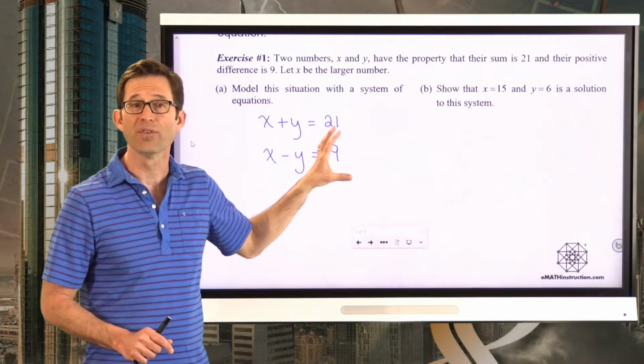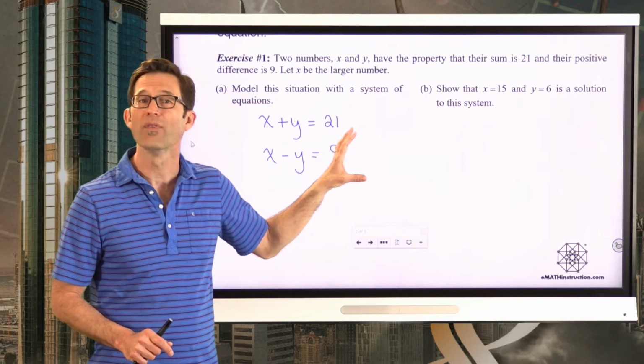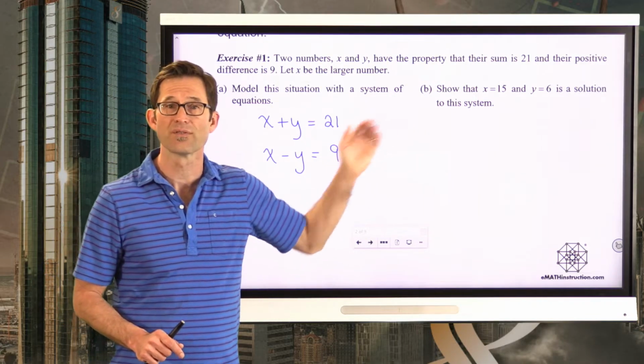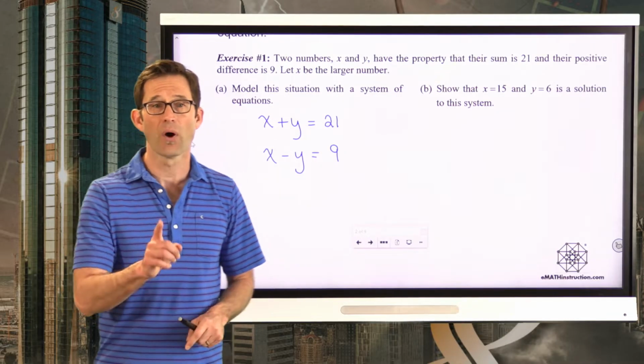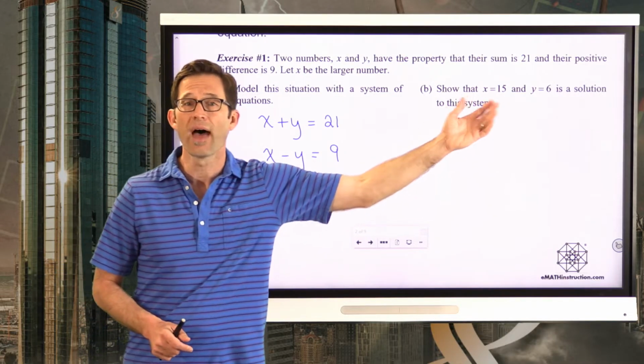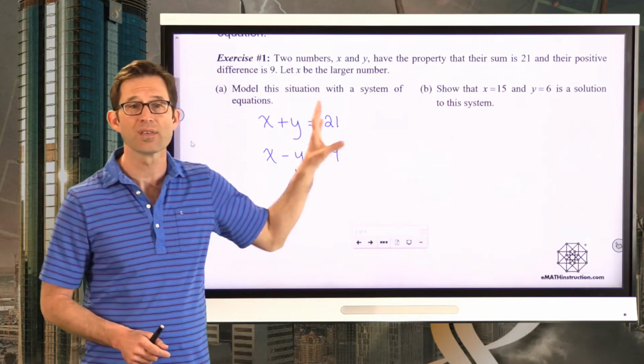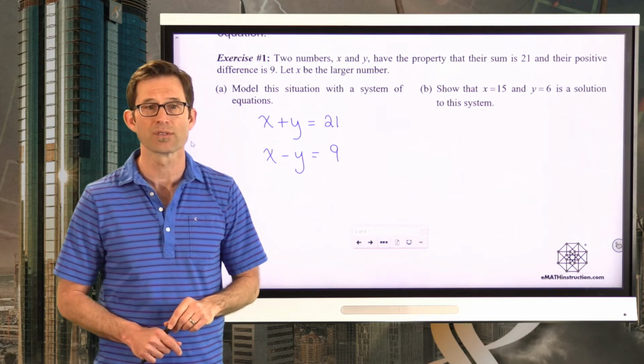Now, we're not going to solve this yet, but we are going to show that something is a solution. So take a look at letter B. Show that x equals 15 and y equals 6 is a solution to this system. Well, this should be a piece of cake. Pause the video now and show that that particular pair of values is a solution to that system of equations.